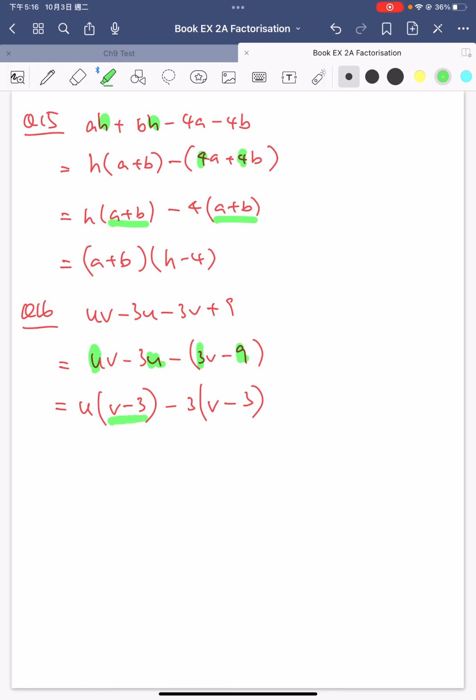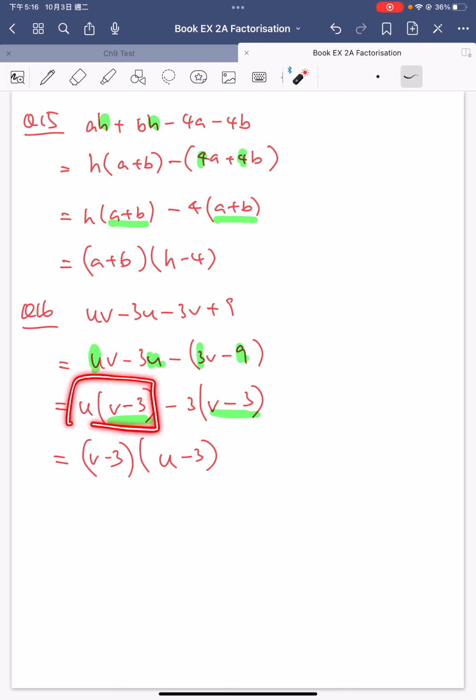Then we have v minus 3 as our common factor. We take it out again. Then what we have is u minus 3. Because u times v minus 3, we take out v minus 3, what we are left with is the u. We keep the negative, and after taking out v minus 3, what we are left with is just a 3. So that's for question 16.